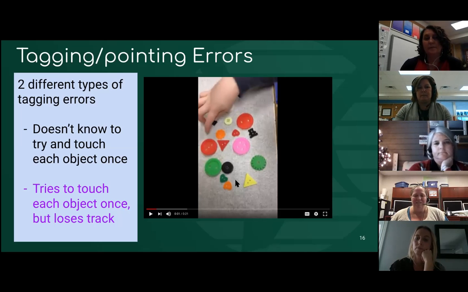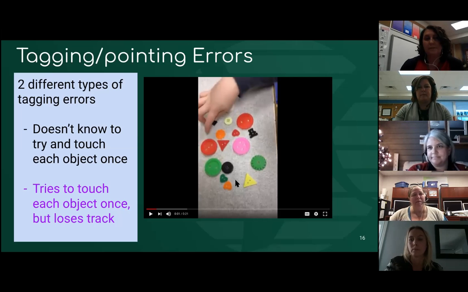And so then I would say, I wonder if there's something that you could do that would help you remember which ones you'd already counted, and see if they can come up with a strategy on their own. Hopefully some kind of organizing, maybe where they're pulling one off to the side, like we might do as adults, or lining them up. Any of those strategies will work to help them remember which ones they've already counted.